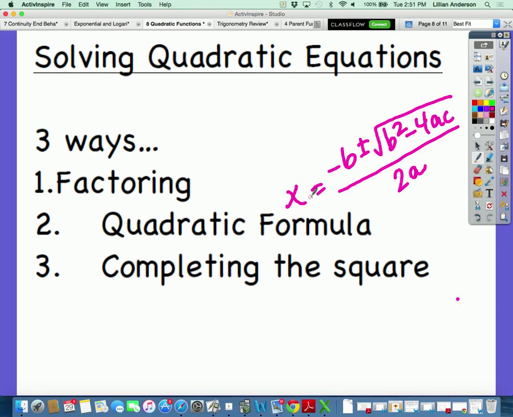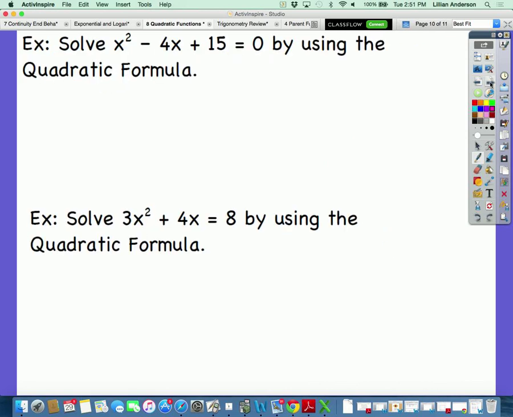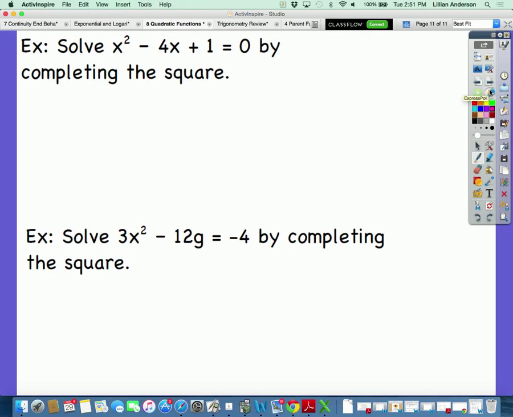If you did not remember this, you will need to know it, so please make sure you write it down. And lastly, completing the square. Raise your hand if you remember how to complete the square. Okay, so I'll start with completing the square first, since it's pretty challenging, and then we'll go back to factoring and the quadratic formula.